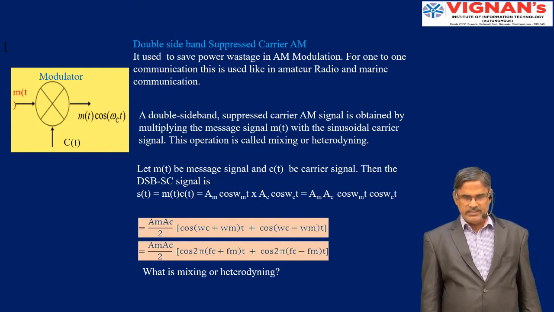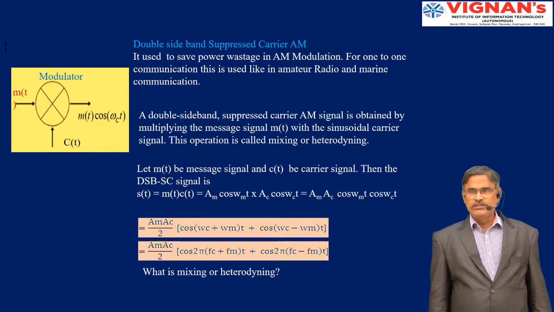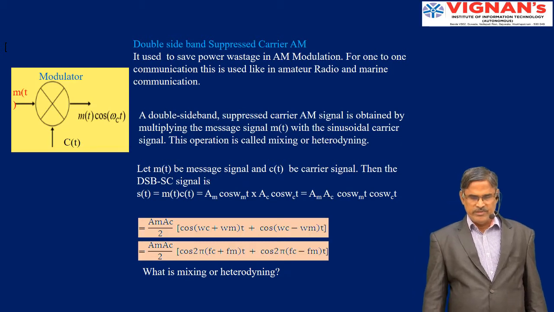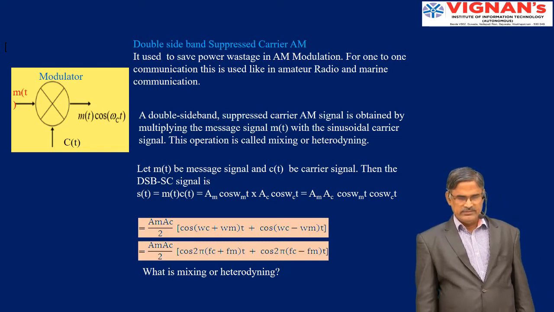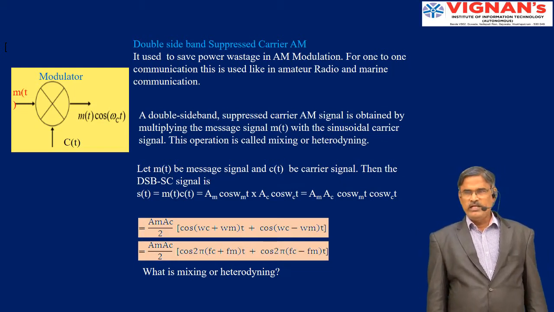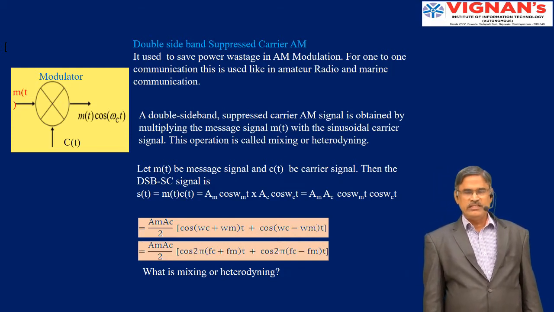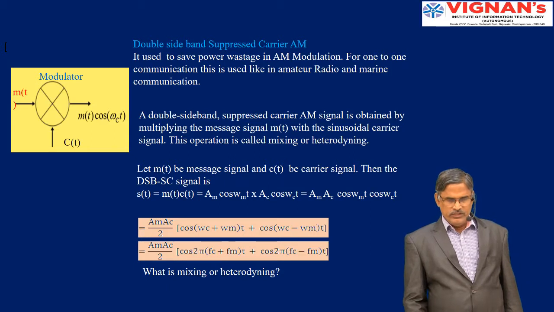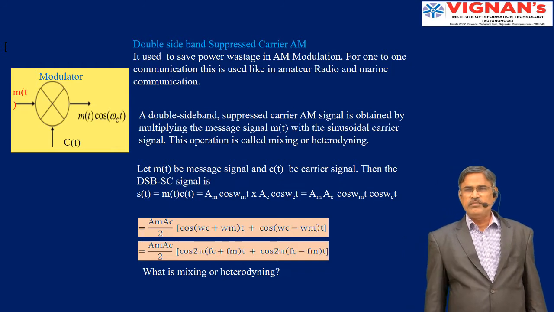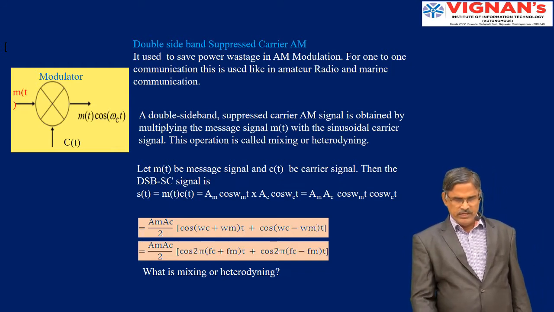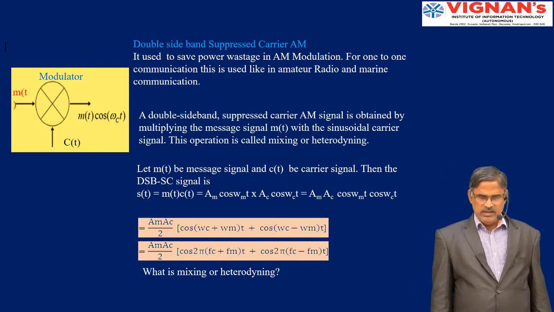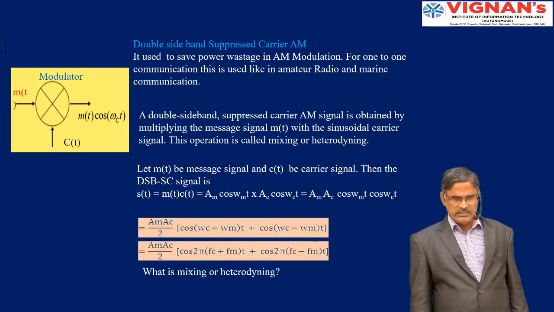We have the trigonometric relation that 2 cos A cos B is equal to cos of A plus B plus cos of A minus B. Using the relation, you are getting this modulated signal equal to Am Ac by 2 times cos of omega c plus omega m t plus cos of omega c minus omega m t. You are getting two frequency terms after modulation. These two frequency terms are the sum frequency and the difference frequency of the inputs. The sum frequency is called upper sideband signal and the difference frequency is called lower sideband signal.